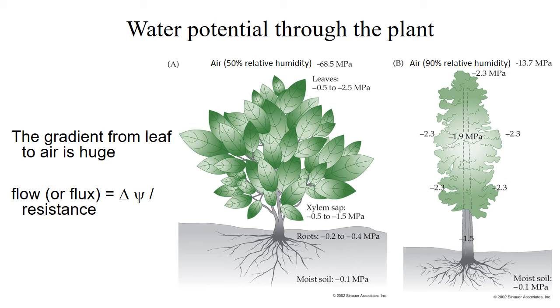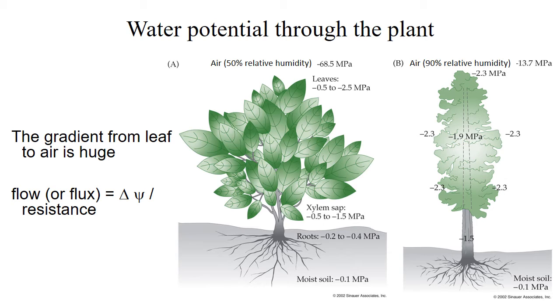But when we look at this other plant here, what you can see is the difference in the relative humidity of the air. As the relative humidity rises, that's basically the proportion of the capacity of air for water that's taken up, that difference in water potential between the leaves and the air is reduced. So the movement of water from leaves into the atmosphere is reduced.